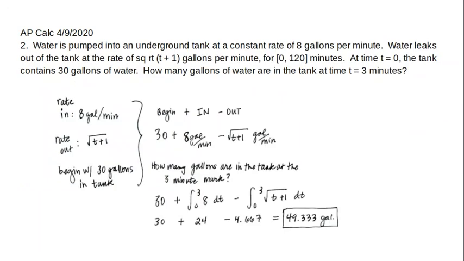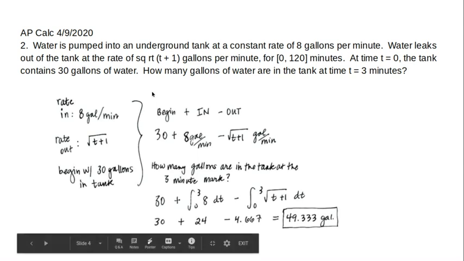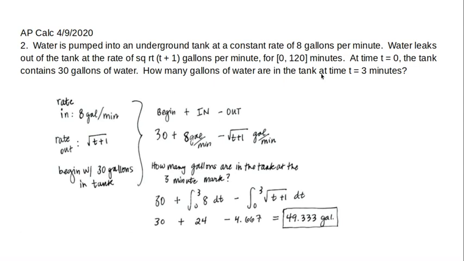All right, lastly, the last question was this question about water being pumped into an underground tank. So I know for sure that water is being pumped in at a rate of 8 gallons per minute. Water's coming out of the tank at a rate of the square root of t plus 1 gallons per minute. And then this is happening for 120 minutes, or like, what would that be? 2 hours. They also tell us that when we started counting time, the tank had 30 gallons of water in it. The question is, how many gallons of water are in the tank at time t equals 3 minutes?